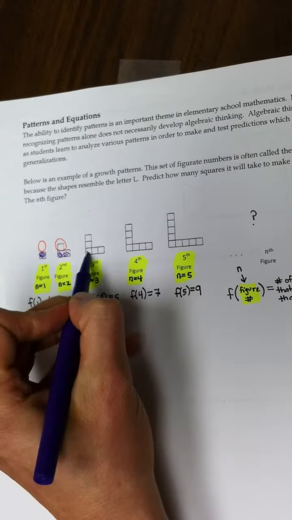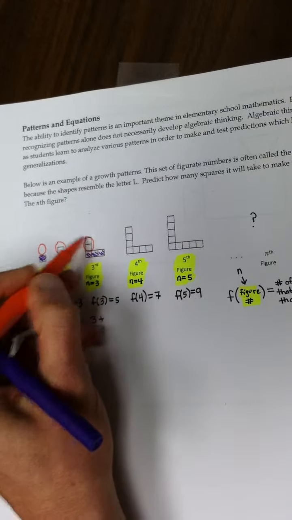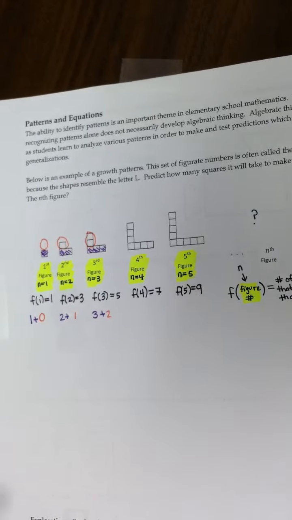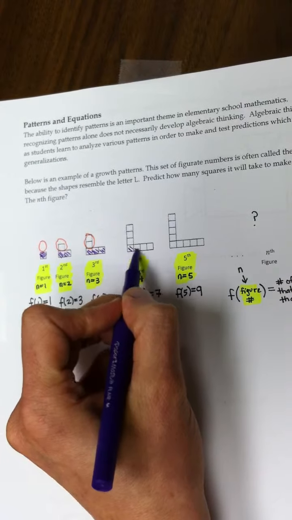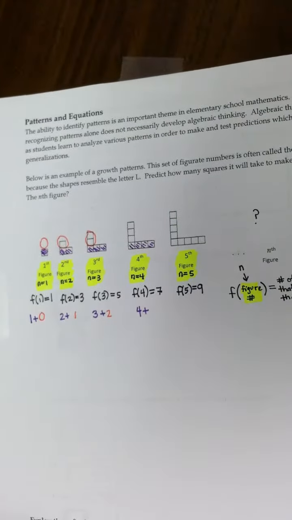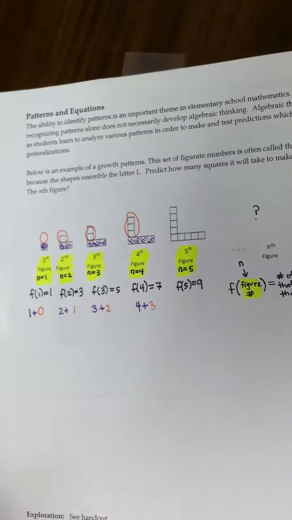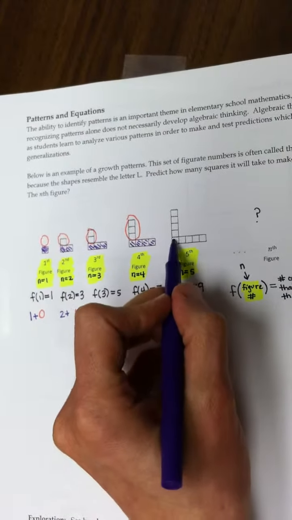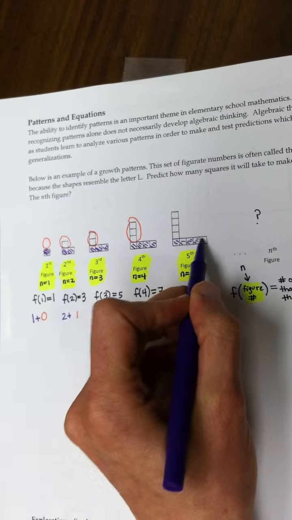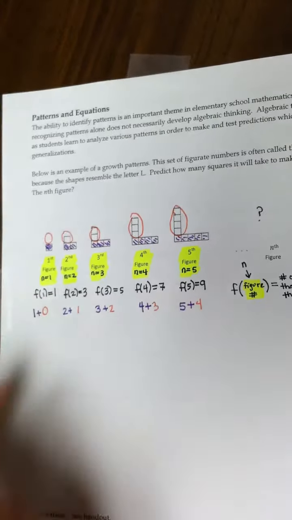For the third figure, I would have 3 blocks on the bottom and 2 stacked on top. So for the fourth figure, I'd have 4 individual blocks on the bottom and a stack of 3 on top of that, 1, 2, 3. And for the fifth figure, I would have 1, 2, 3, 4, 5 blocks on the bottom with a stack of 4 on top of that.